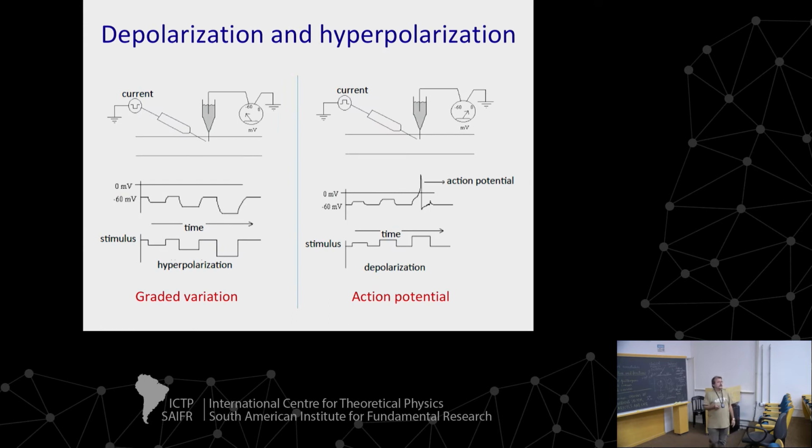A second experiment that one could do, instead of just measuring the difference of potential, would be to stimulate the cell at the point where one is measuring the potential, the voltage. And if you stimulate by a current, there are two things that can happen. Either this current is negative, which means that it takes the voltage to more negative values than its resting value.